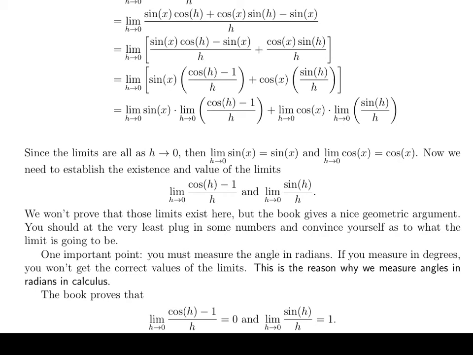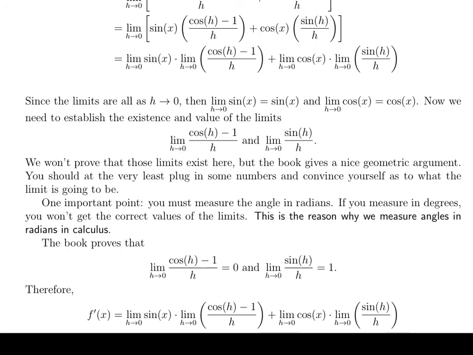Now, if you don't use radians, you'll still get 0 on this one, but you wouldn't get 1 on this limit. I think this is actually worth trying out, just plugging in some small values of h and seeing what you get. Okay, so let's go ahead and move on with these values of the limit. Now, if you're interested in the proof, you can go look in the book and see how they do that calculation. If not, you should at the very least plug in some small values of h and convince yourself that both of these limits come out to what the book says they do.